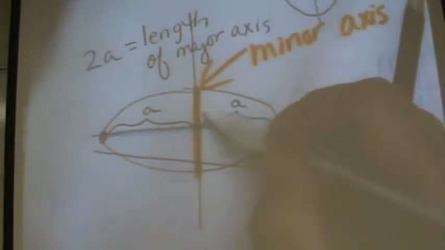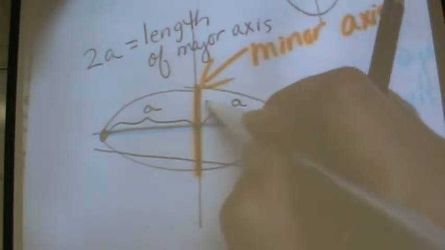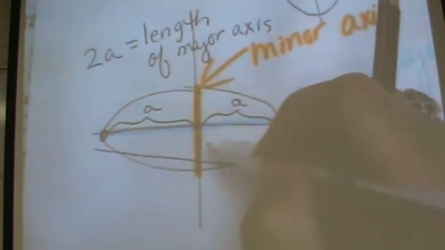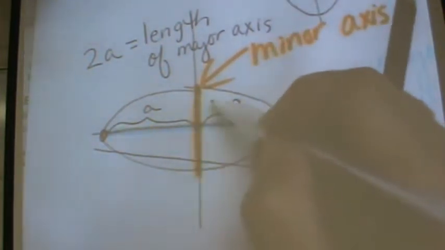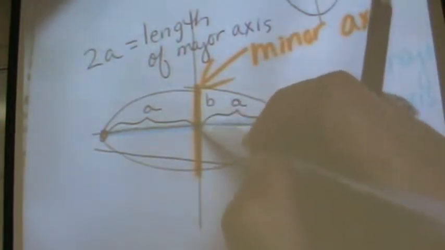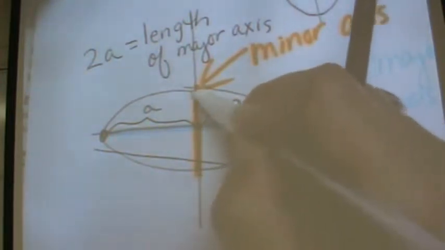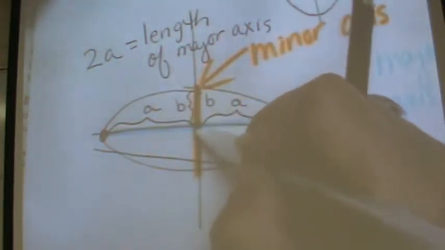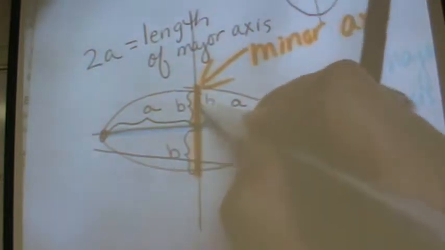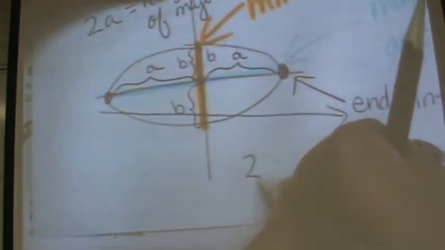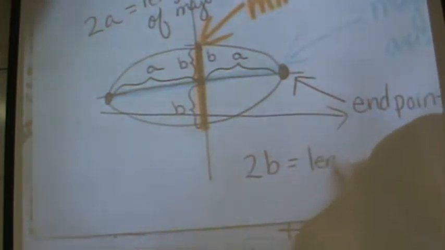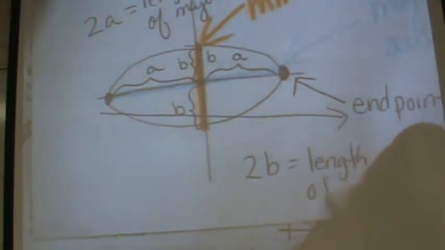What's the B value? B is going to be the smaller of the two. So A is the boss. Think of it as the bigger number. B is the smaller. B is the value from your center to one of your co-vertices. So from here to here is B, and here to here is B. So we call this 2B. 2B is the length of your minor axis.